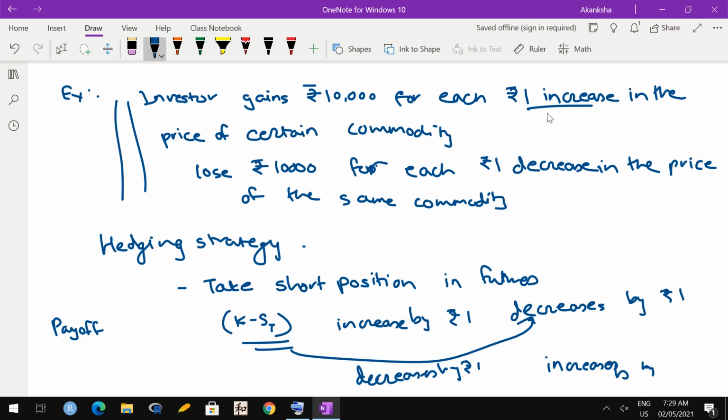Here, for each rupee 1 increase in the market price, the investor was gaining 10,000. So now you create a reverse position. You take a short position in futures. Whatever happens here would be compensated by whatever is happening here. So no profit, no loss. And remember, a hedger is okay with no profit, no loss. Hedger doesn't want profits. Speculators want profits, or arbitrageurs want profits without risk. Hedger is more interested in no loss.